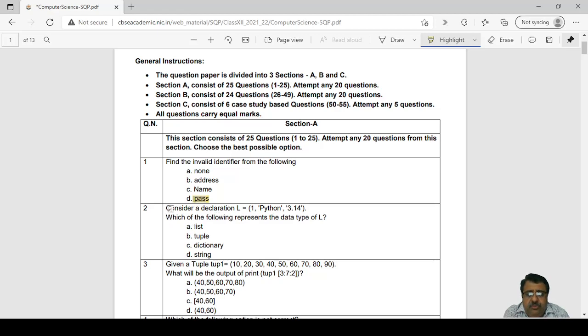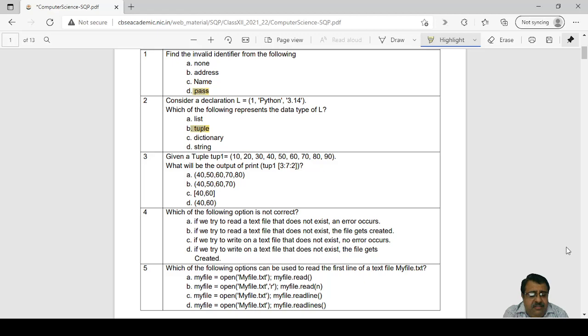So question number 2, consider a declaration L equal to this. What is the data type of L? So the answer is it is a tuple. I am not explaining these answers because these are obvious.